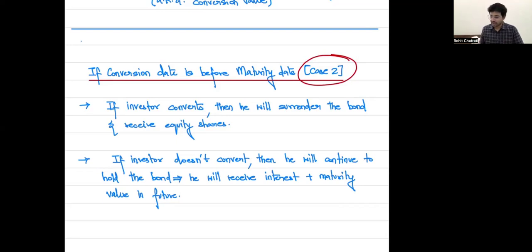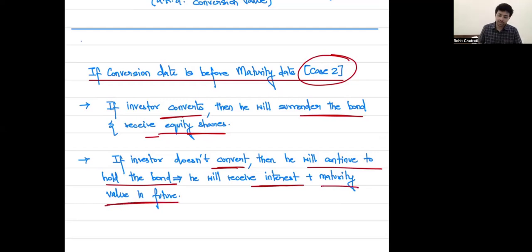What will happen is if he converts, then he will surrender the bond and receive equity shares immediately. If he doesn't convert, then he will continue to hold the bond for one more year, and he will receive interest for year 3 and maturity value for year 3, at the end of year 3.